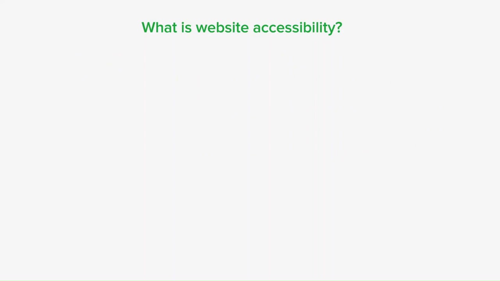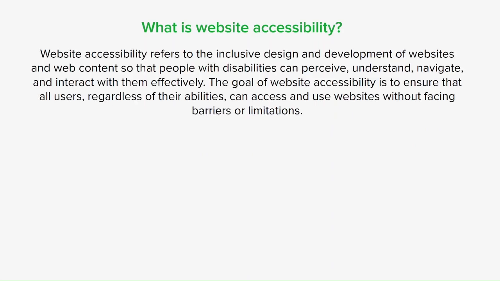So what is website accessibility? Website accessibility refers to the inclusive design and development of websites and web content so that people with disabilities can perceive, understand, navigate, and interact with them effectively. The goal of website accessibility is to ensure that all users, regardless of their abilities, can access and use websites without facing barriers or limitations. When a website is accessible, it accommodates a wide range of disabilities, including visual, auditory, motor, and cognitive impairments.